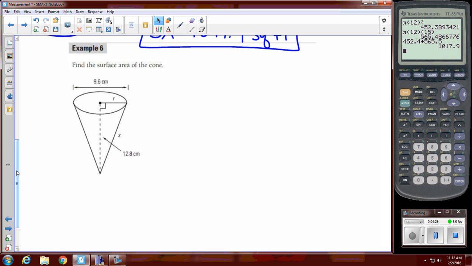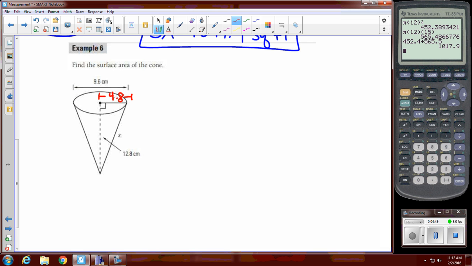So if we examine the question, we could say, okay, that's the diameter across. So what's the radius going to be? Or sorry, that says 9.6. I take half of 9.6. 9.6 divided by 2 tells me that I have 4.8 as my radius. So 4.8 from the middle out.